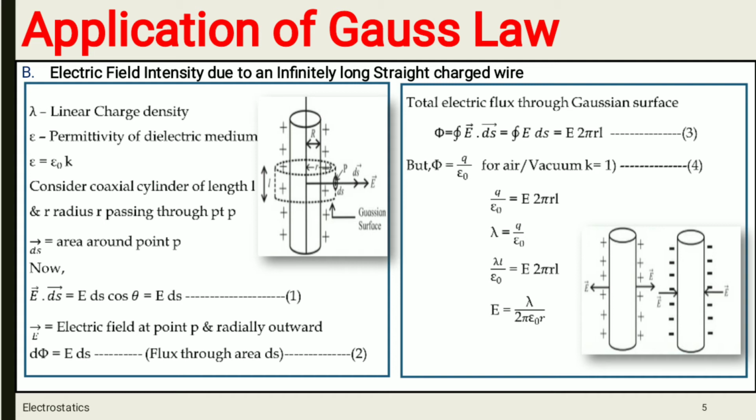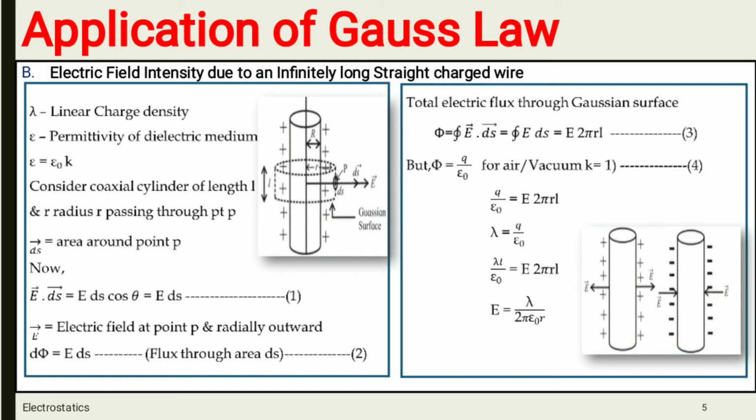Now according to Gauss law, phi is equal to what? Q divided by epsilon naught, where you consider K is equal to 1. Now you can equate equation number 3 and 4. Then you can write Q divided by epsilon naught, which is equal to E 2 pi r l.